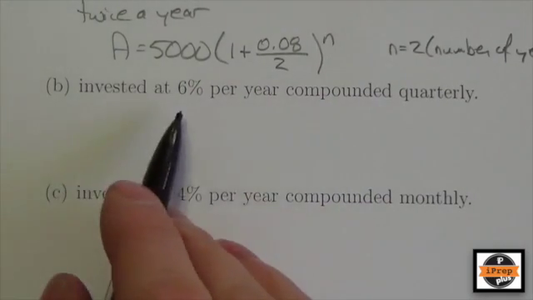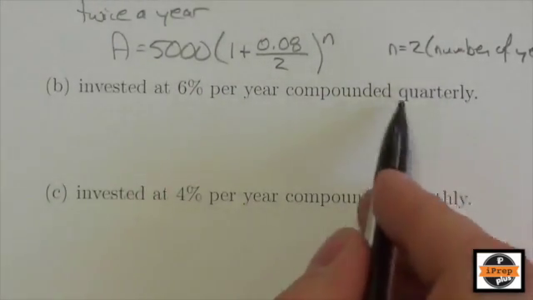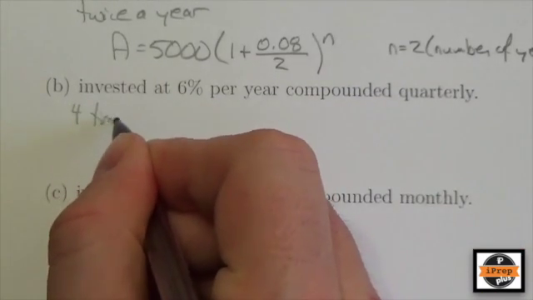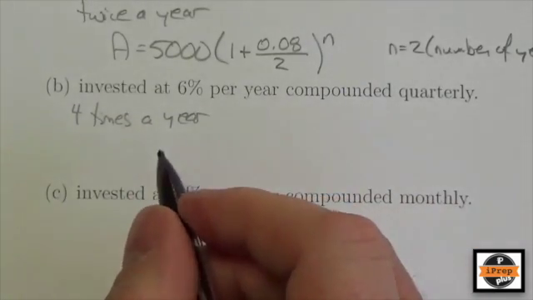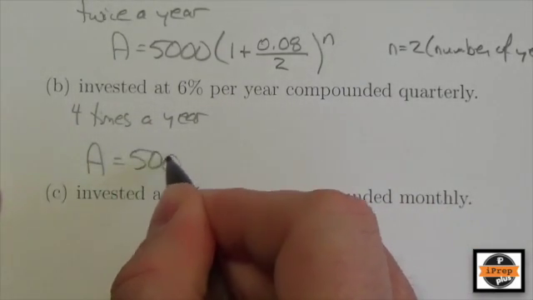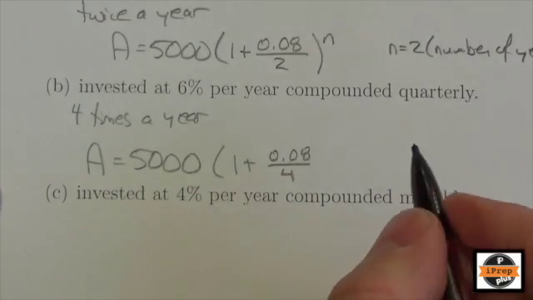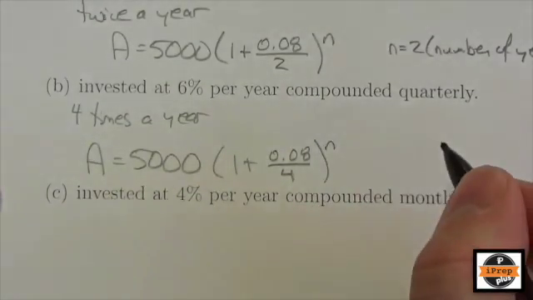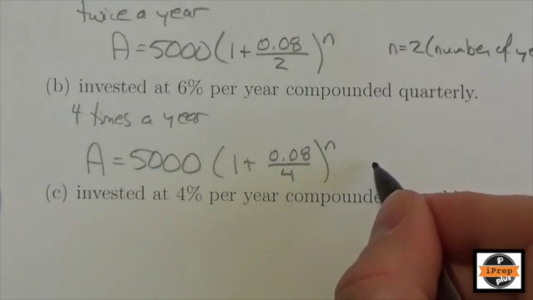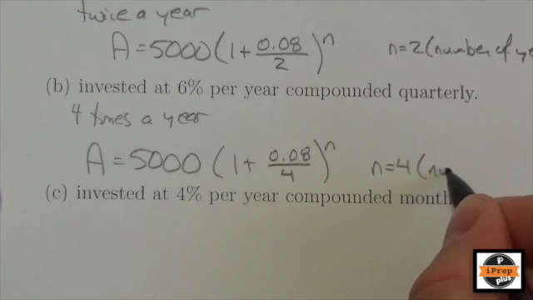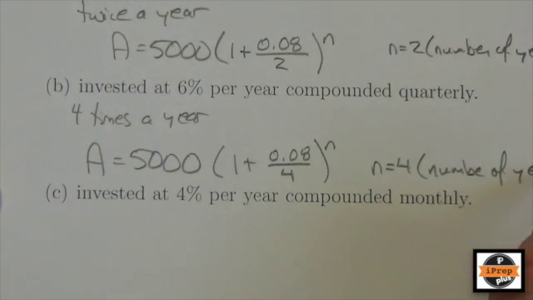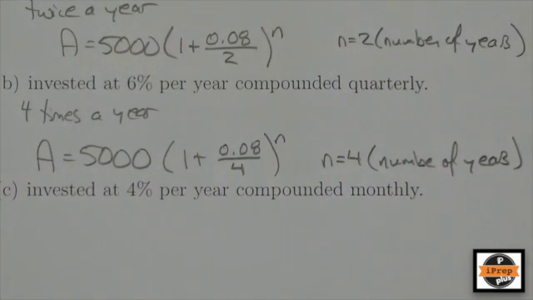Take a look at this next one here. Invested at 6% per year, compounded quarterly. Think about what that means. It means 4 times a year. So again, A is going to equal 5,000, our initial investment. But this time we're going to take that interest rate and divide that by 4, all to the power of N. And this time N is going to equal 4 times the number of years. So if I put it in there for 4 years, that's going to be 16 compounding periods. And that's what that would have to be to represent 4 years.